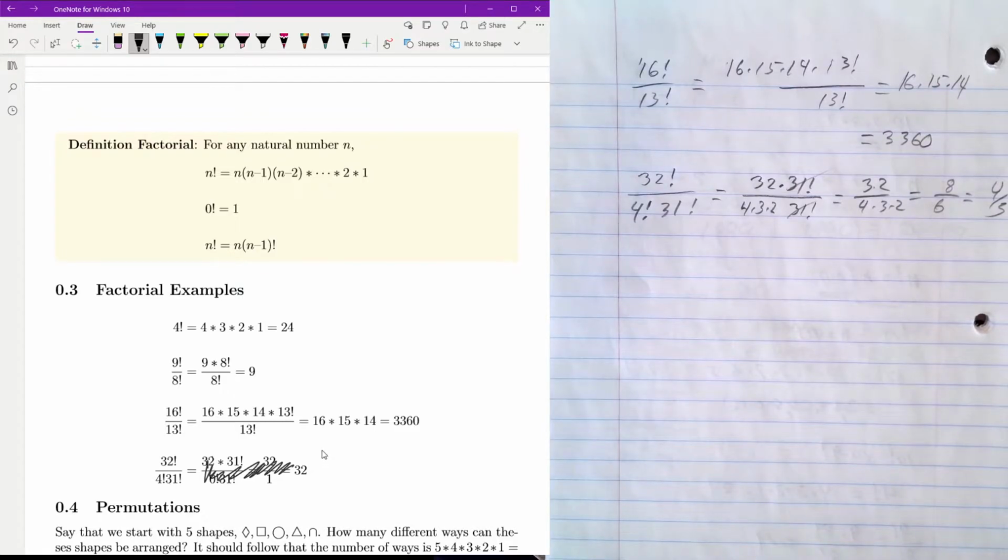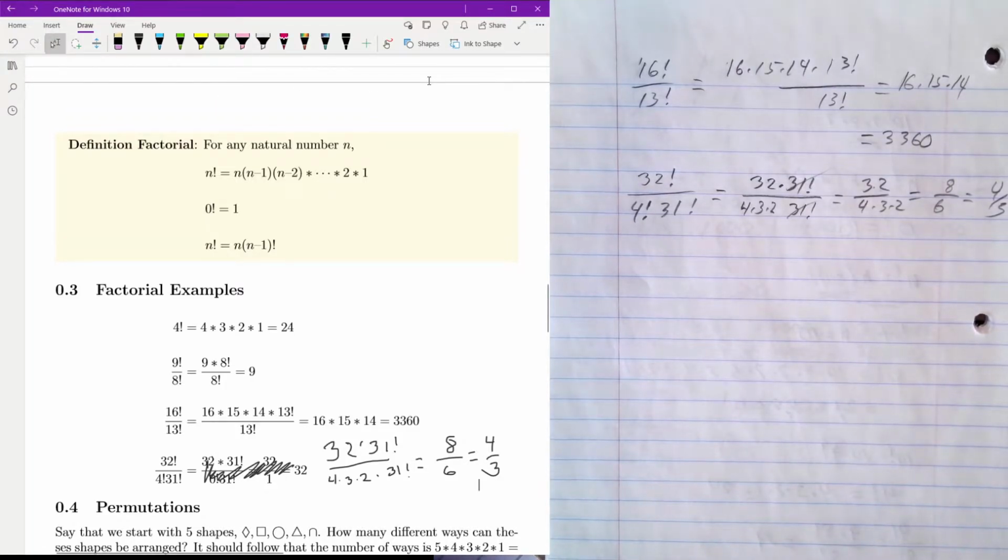So this should be 32 times 31 factorial divided by 4 times 3 times 2 times 31 factorial. And that equals, I'm going to 32 divided by 4, which is 8. So 8 divided by 6, which is equal to 4/3. Okay.